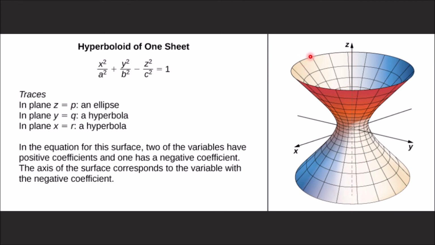Or more specifically, the hyperboloid is opening up along the z-axis. Well, if it was x that was negative, the opening up would be along the x-axis. If it was the y that was negative, the opening would be along the y-axis.